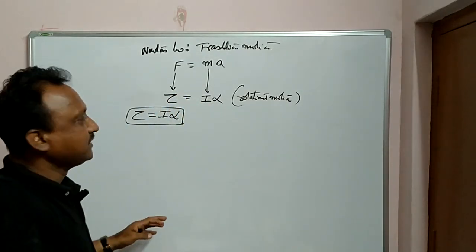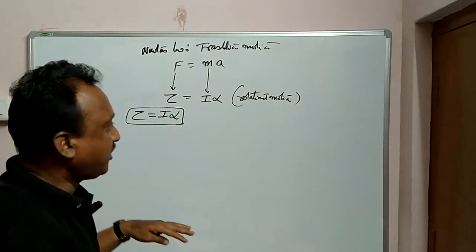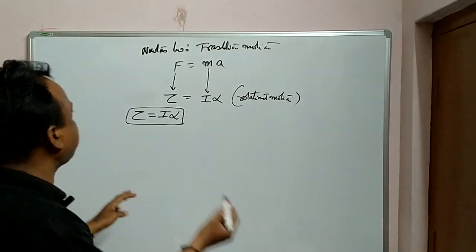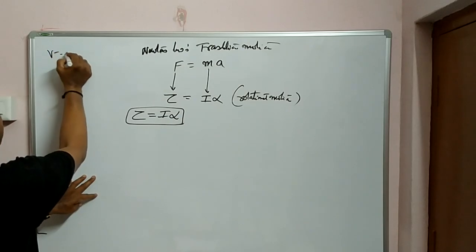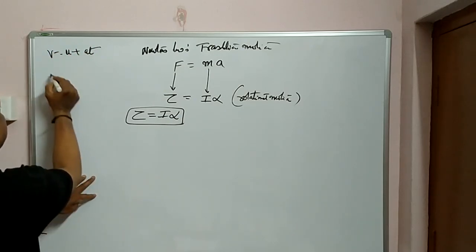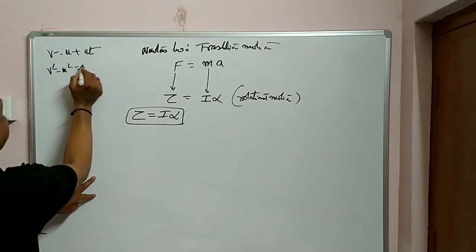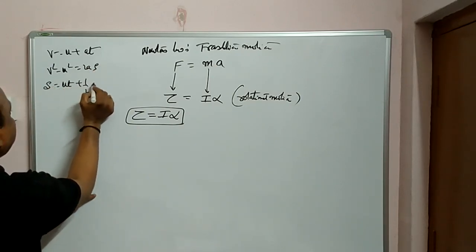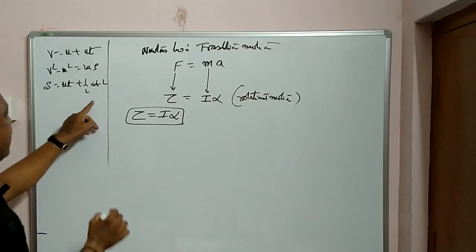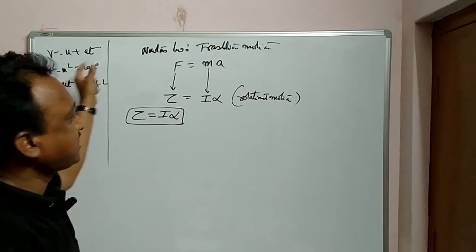Ante kakunda, you have to make one point here. In rotational motion, some equations are also changing. Like in kinematics, I have given so many equations. V is equal to U plus AT. V square minus U square is equal to 2AS. S is equal to UT plus half AT square. These are in linear motion. These equations are in rotational motion.